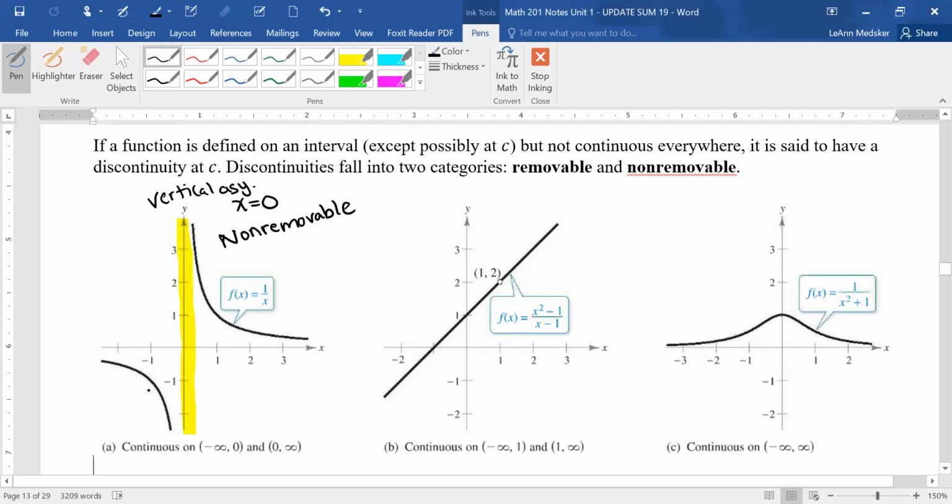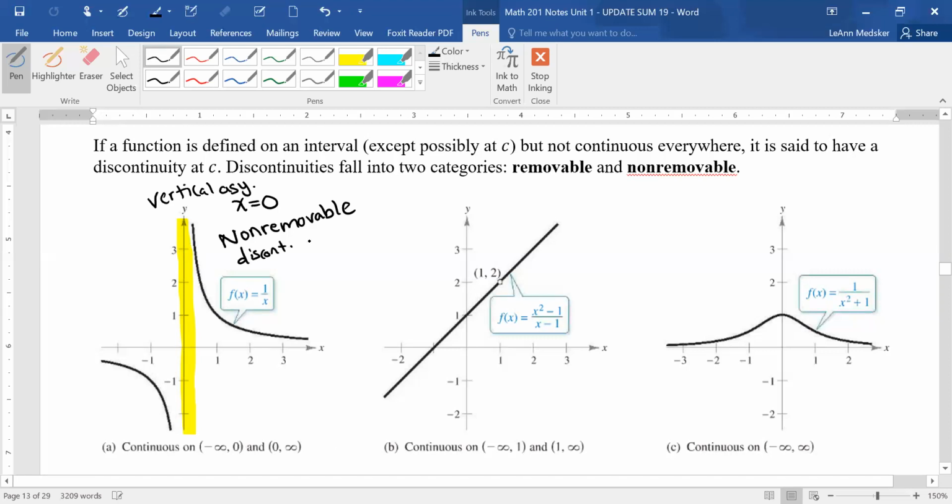But notice to the left of it, you can trace this whole section right here, and we can trace the other whole section with our pencil without lifting it. So we're continuous on those two subintervals, negative infinity to 0, which means we don't include 0, and from 0 to infinity. Okay, so that's a non-removable discontinuity at x equals 0.